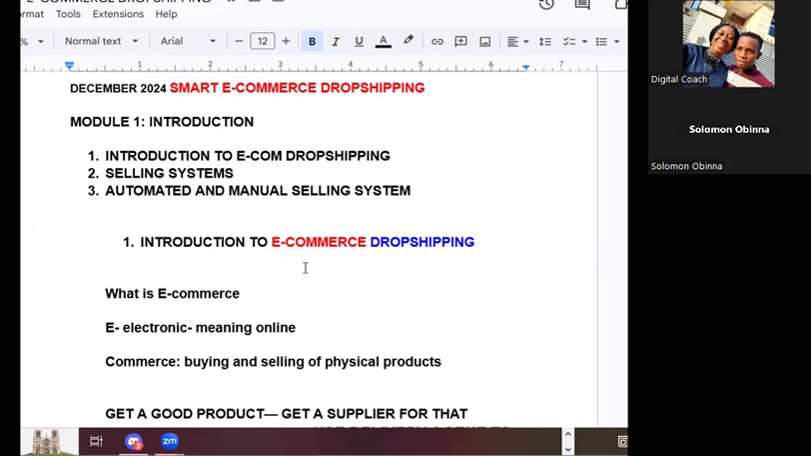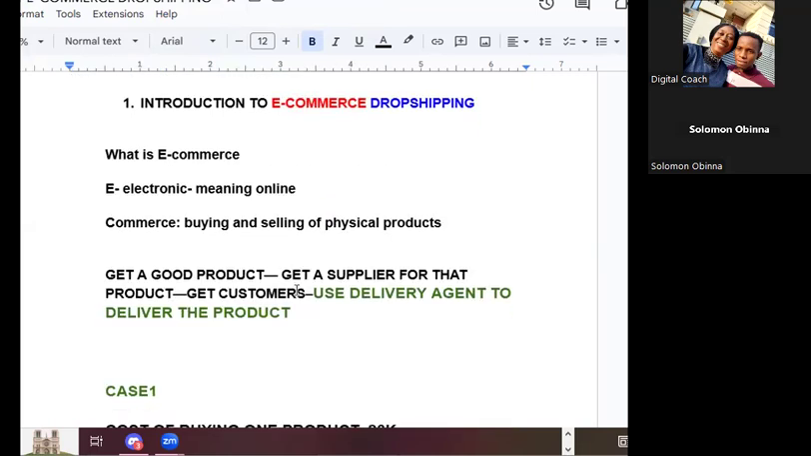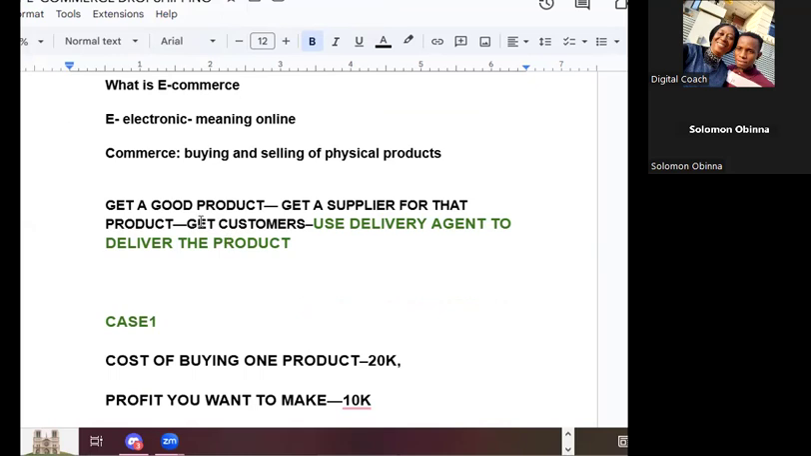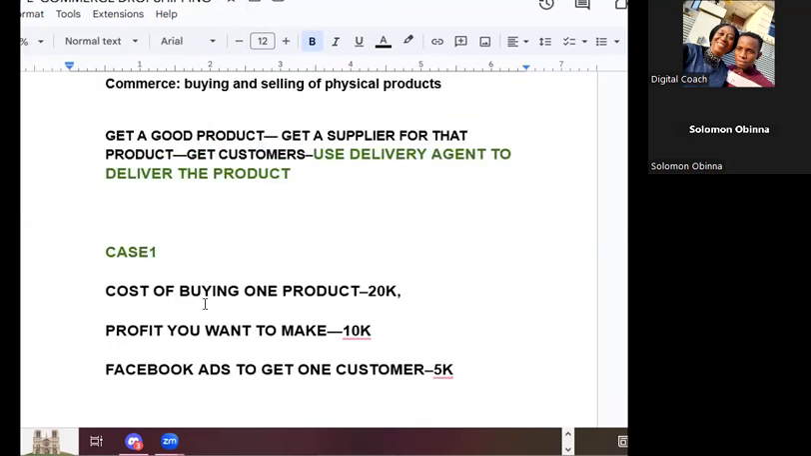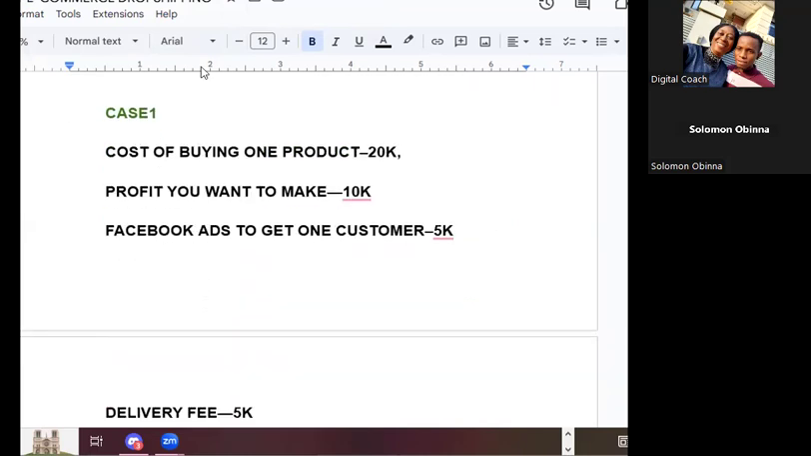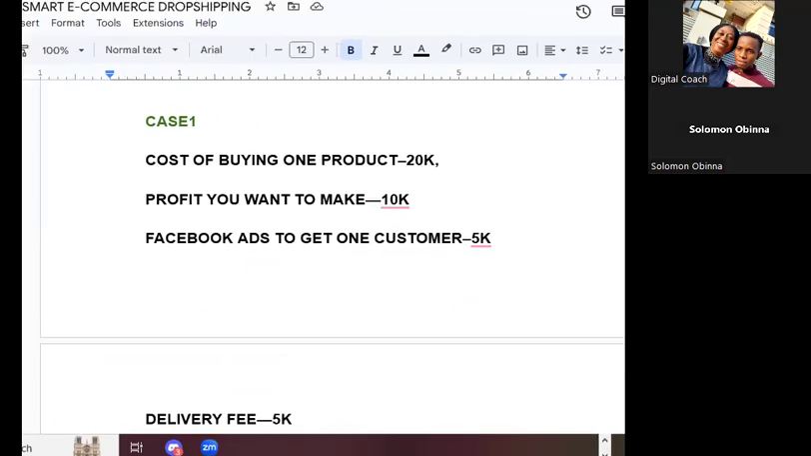Okay, so we're going to look at the types of selling system. We looked at what e-commerce is, what dropshipping is, and then some case studies, where I told you to always sell products for a startup. Begin with products that have a price of 5,000 to 10,000 naira.